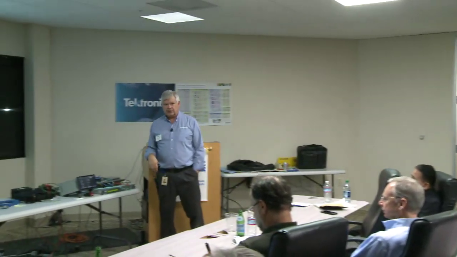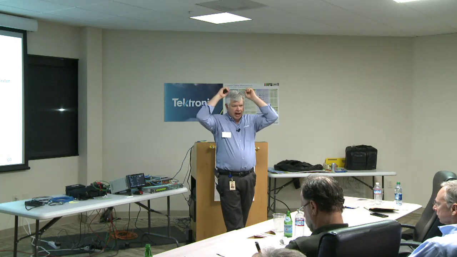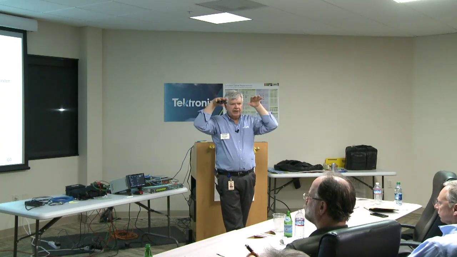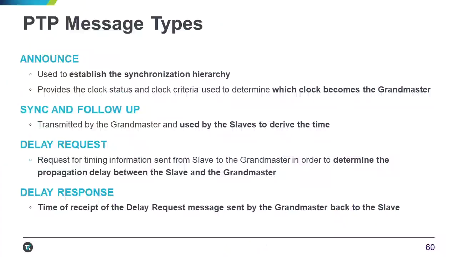The very first one is an announce message. The announce message comes from the Grandmaster. He says, hey, I am the Grandmaster, and these are the rates that I'm going to send the rest of these messages, because there are some suggested rates and people can massage those rates, send things faster or send things slower.